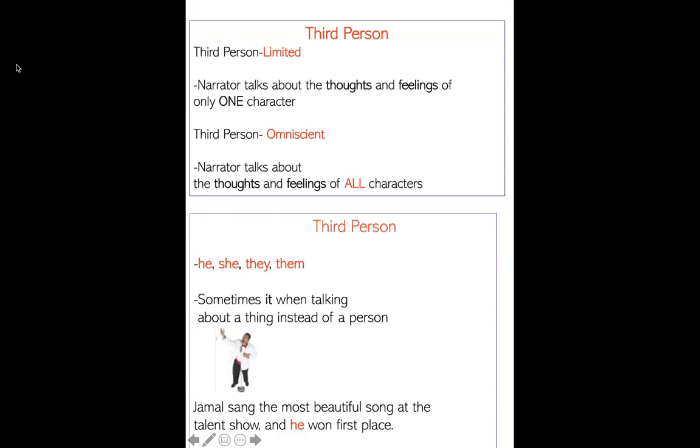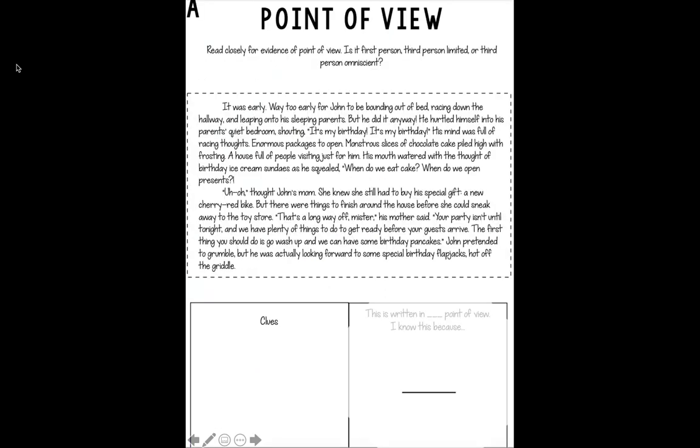Then you have third person limited and third person omniscient, and that talks about feelings. So it says sometimes it's when you're talking about a thing instead of a person. So it says Jamal sang the most beautiful song at the talent show and he won first place. So this would be third person limited because it's talking about one person and one person's feelings. All right, so here we have point of view.